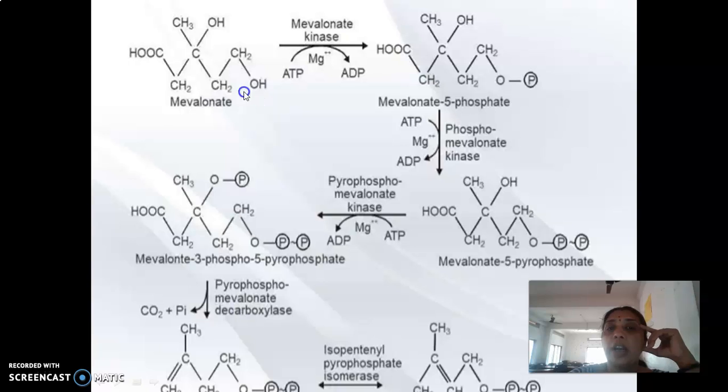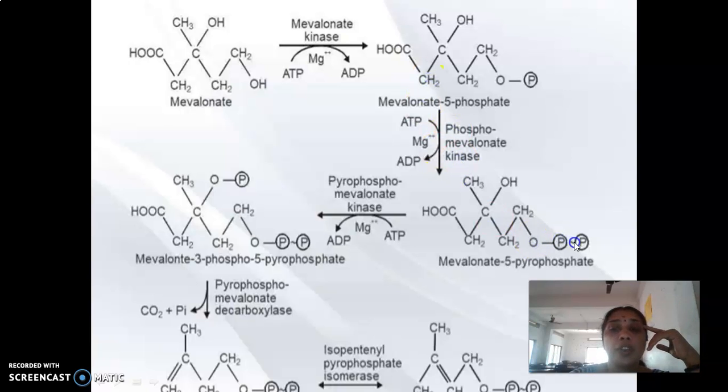The mevalonate undergoes kinase action. The phosphorylations are happening in a stepwise manner. The three ATPs do not come in a single step. So first, mevalonate kinase consumes one molecule of ATP to attach the first molecule of phosphate, giving rise to mevalonate 5-phosphate. See, here the decarboxylation happens only after phosphorylation, right? Now the second step, the second phosphate comes. So the enzyme will be named mevalonate 5-phosphate kinase, or phosphomevalonate kinase.